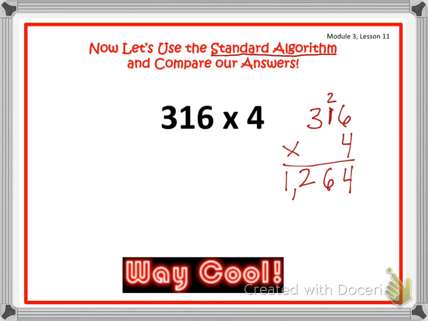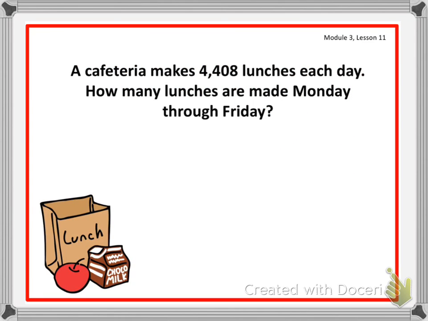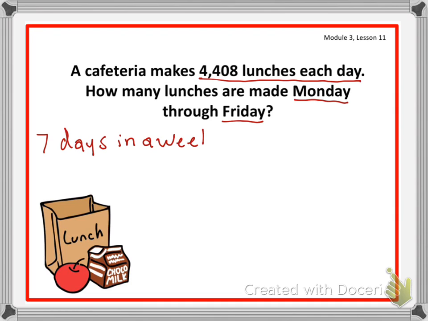So here's the second way that we can multiply. We can also multiply the partial product way and a new one called the distributive property. So our next one is a cafeteria makes 4,408 lunches each day. How many lunches are made Monday through Friday? So this is tricky because we have to figure out how many days. I don't see that here. I think that they are 7 days. Aren't there 7 days in a week? Well, that's true if we went to school 7 days a week, but we don't. We only go to school Monday through Friday.